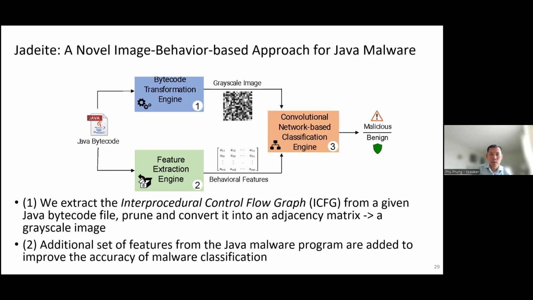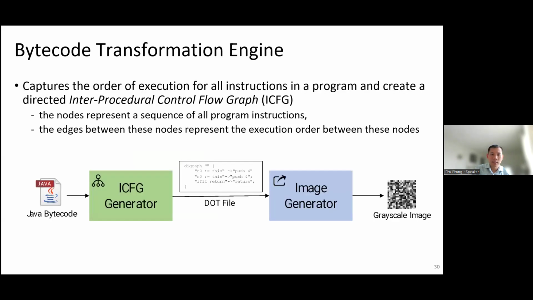I also want to highlight and give you an example of the control flow graph here. The idea of this bytecode transformation is that we will capture the execution order. The step is that we will put the node and the sequence of the program instruction. So one API will be one node, right?